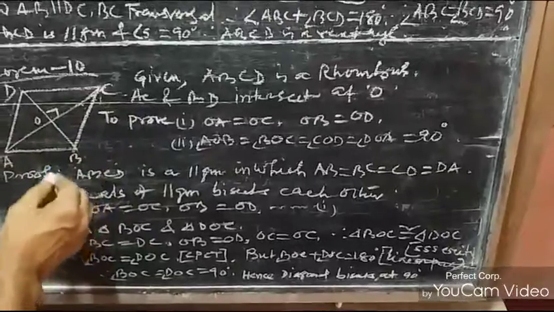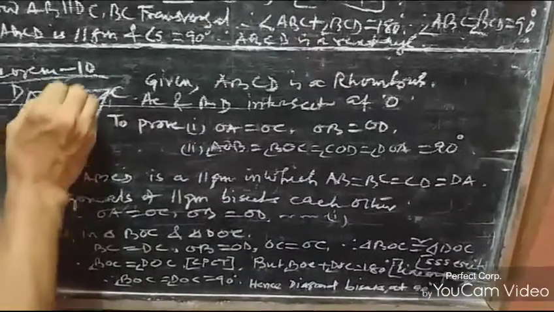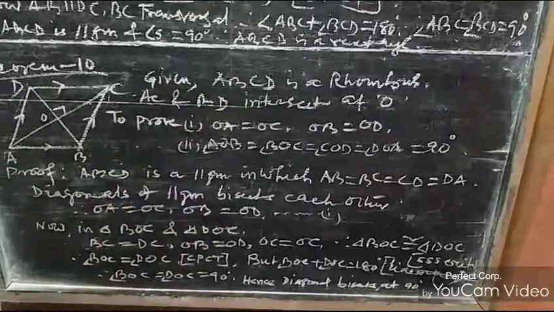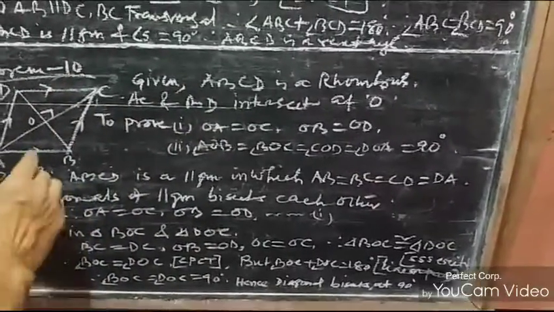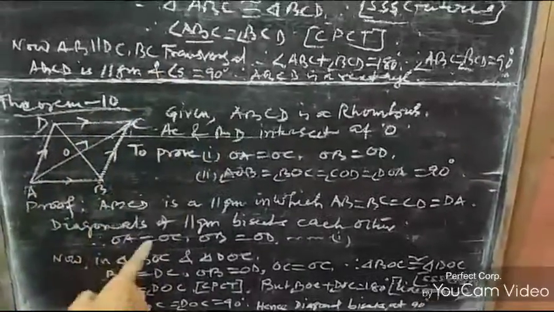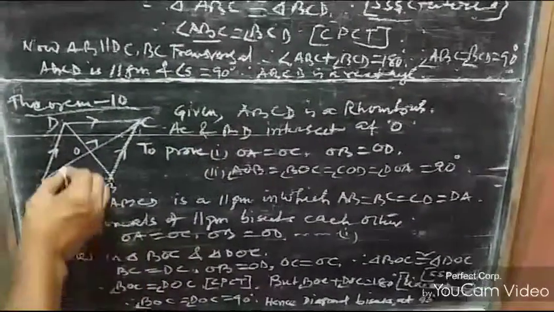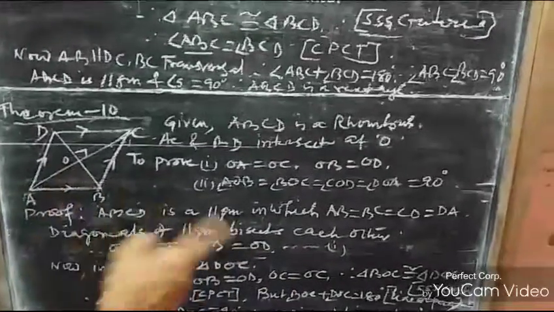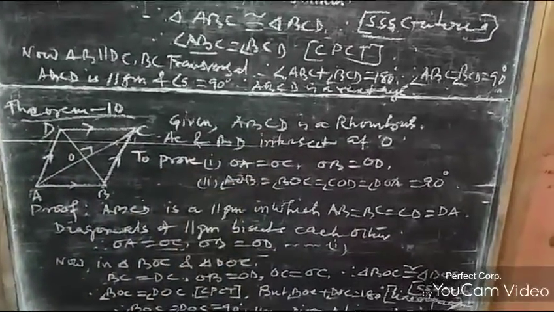Proof: A rhombus is also a parallelogram, whose all sides are equal. Since it is a parallelogram, we know that the diagonals of a parallelogram bisect each other. So we can conclude that OA equals OC and OB equals OD. This is the first part of the required proof.